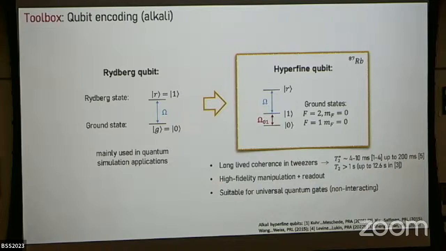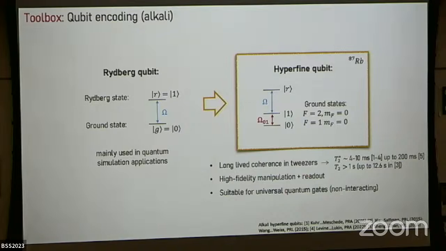T2 instead is the coherence time. You prepare a superposition, and it tells you how long it takes for the phase to decohere. T2 is typically the more delicate one, and using this hyperfine qubit you can go up to seconds. The longest demonstrated so far is 12 seconds. This is the first feature: the qubit can live longer, so we can do many more operations within its lifetime. The second feature is that state manipulation and readout have much higher fidelities.